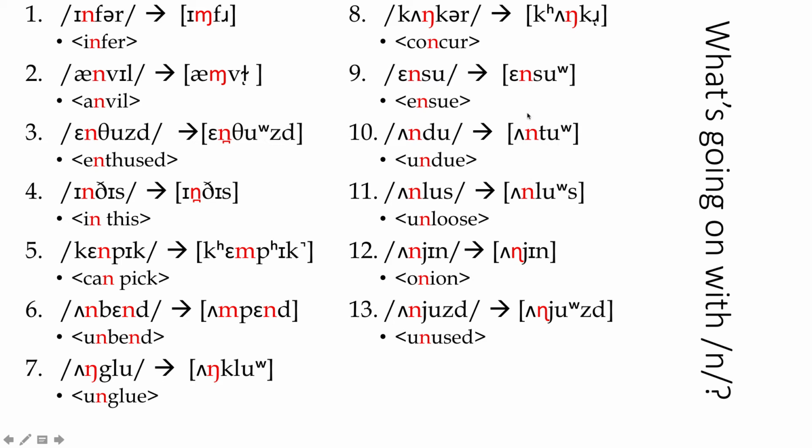So concur, ensue, this is a normal alveolar N. Unto, unloose, because sa, ta, and la are alveolar sounds, it stays in its expected position as an alveolar. And then ya is a palatal sound and the N becomes palatalized. Onion, unused. So this underlying alveolar sound gets pronounced as the palatal version because it's trying to match its following palatal consonant. So there's lots of kinds of these allophonic rules.